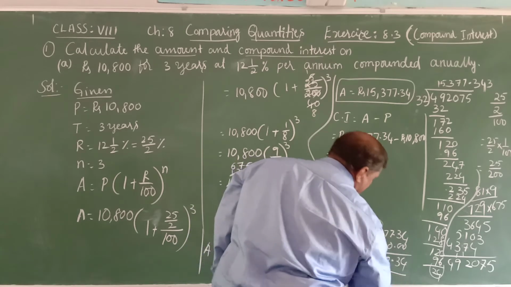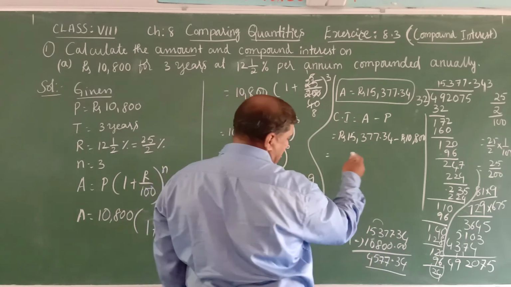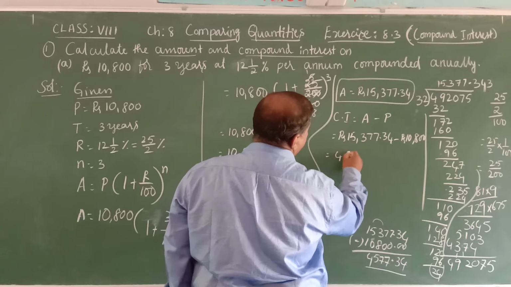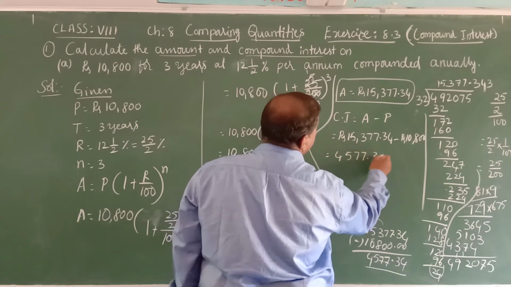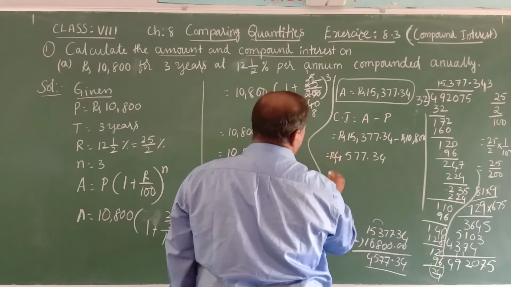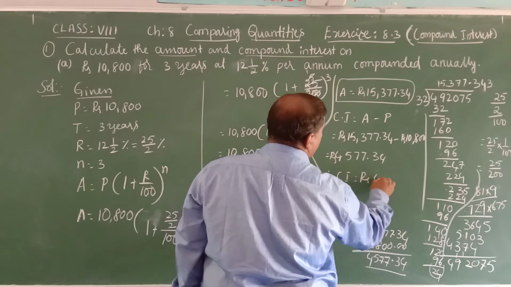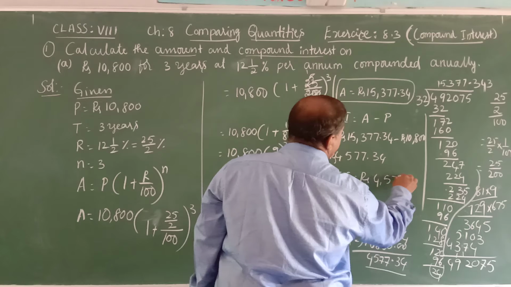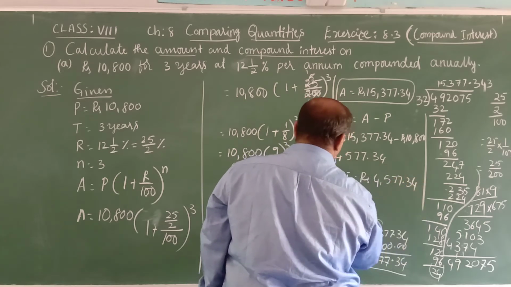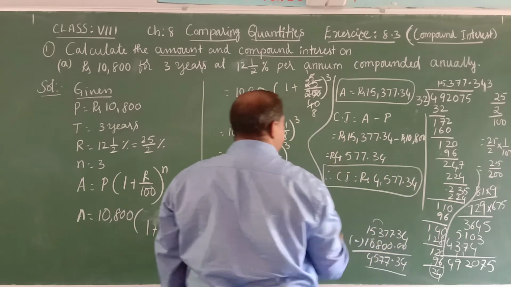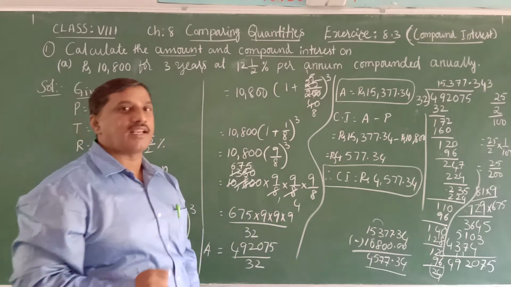So what is the interest we get? It is compound interest: 4,577.34 rupees. Therefore compound interest is equal to rupees 4,577.34. You will get this as the compound interest after 3 years.